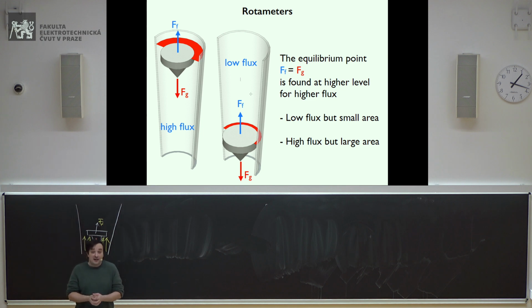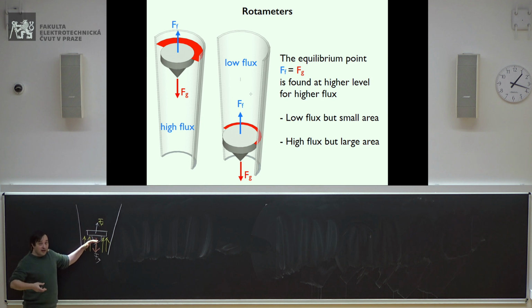Well, if the flux is low, the floating object will be here at the bottom. Because true, we have a low flux, but we also have a small space where this flux can pass through.